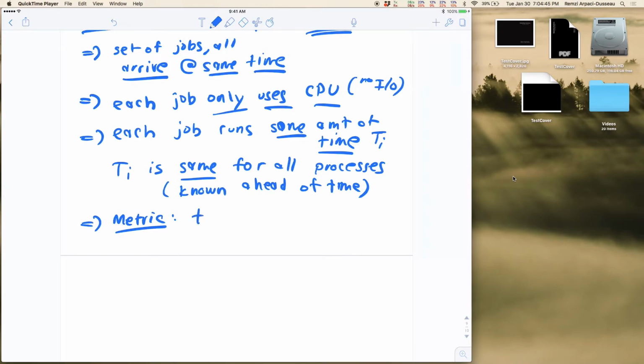The metric we're going to use at first is this classic metric called turnaround time. It's simply the time that the job ended minus the time that it arrived in the system. So very simple, or you could say when the job completed versus when it arrived.